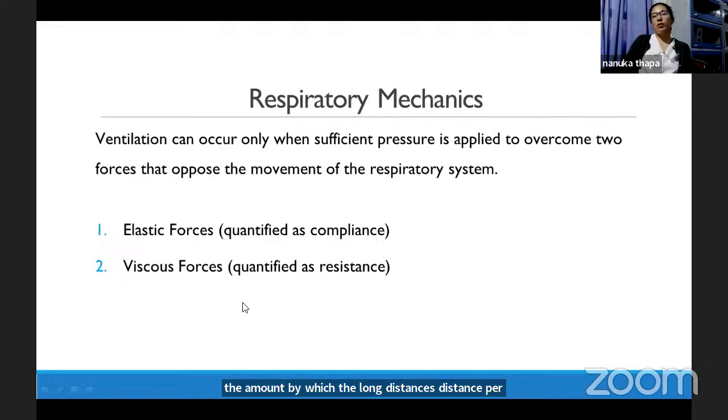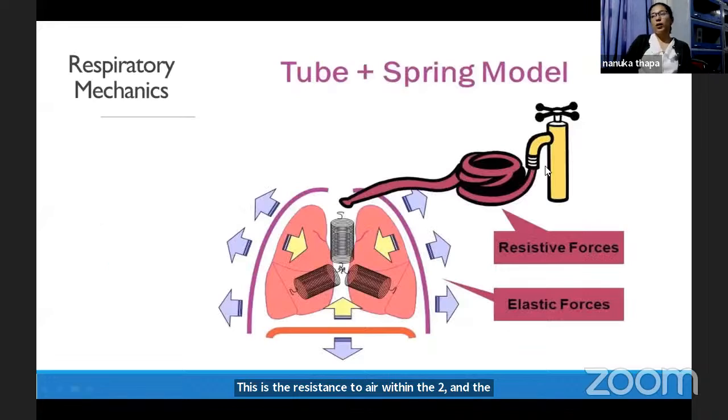The viscous force, or the resistance. This is the resistance to air within the tube and the various parts of the tracheobronchial tree. The tube part refers to the ET tube, the trachea, the bronchi, and the bronchioles, which offer resistance to the flow of gases, the resistive force. The elastic forces are the elastic recoil of the lung tissue and the force that the chest wall applies on the pleural cavity. These forces resist any distension or collapse of the lung.